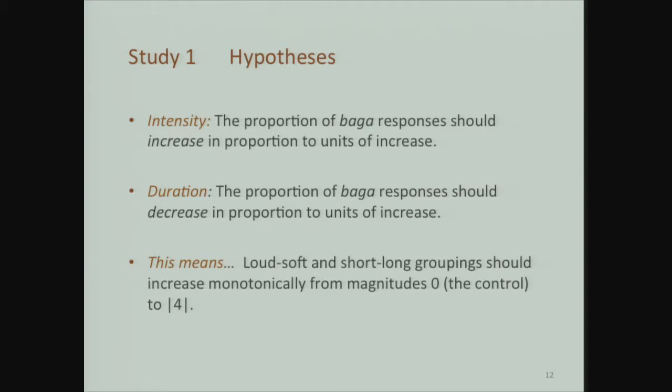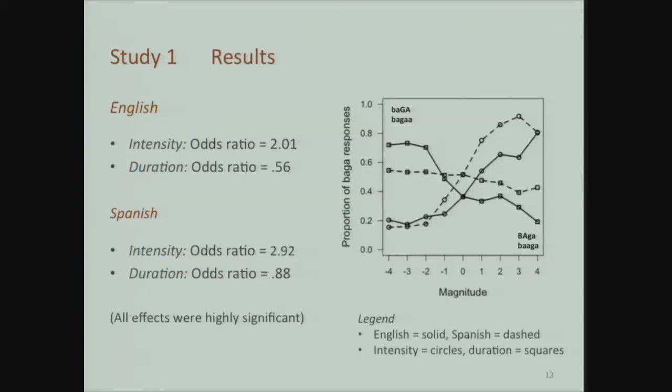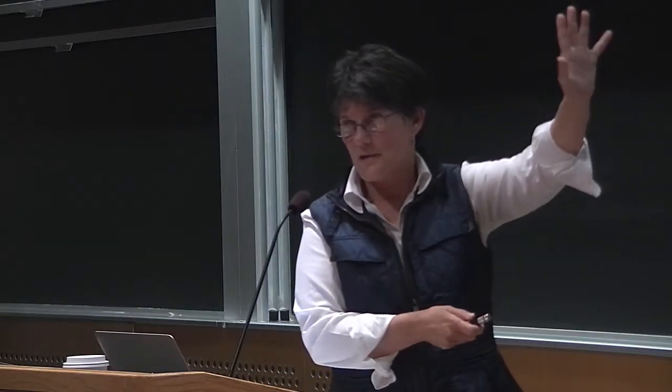So basically, this is what we found. What you see here in the chart to the left is that the solid lines are English and the dashed lines are Spanish, and the intensity are the circles and the duration are the squares, but that's a little hard to see. So let me show you that this right here represents our finding for intensity, and this represents our finding for duration.